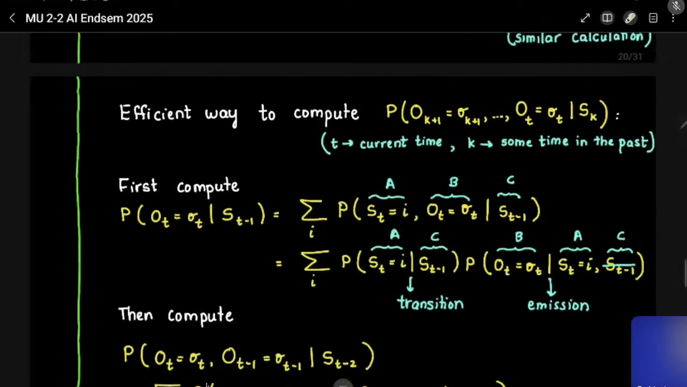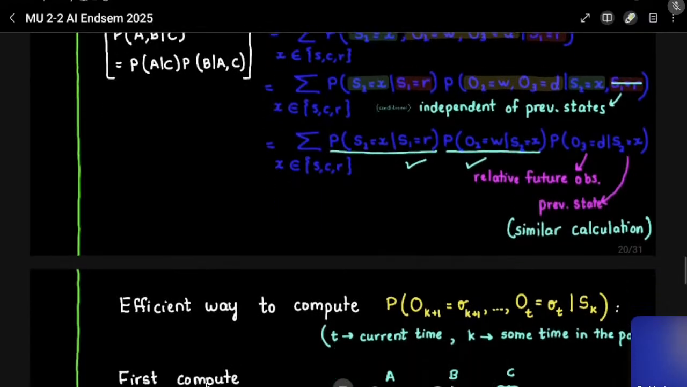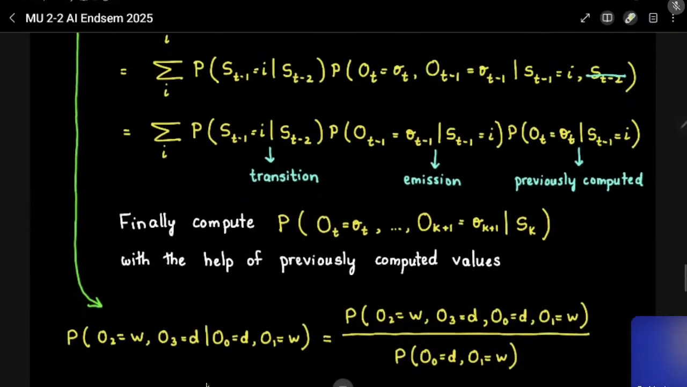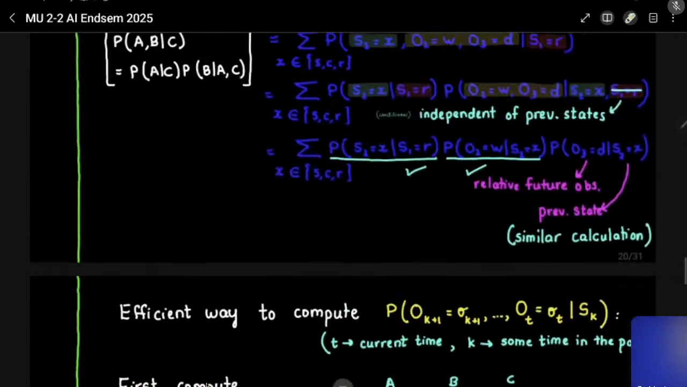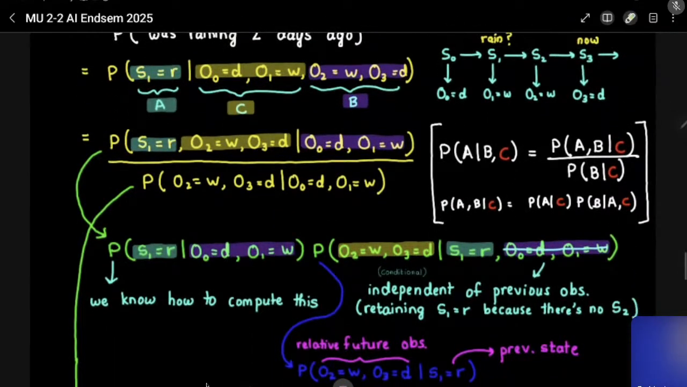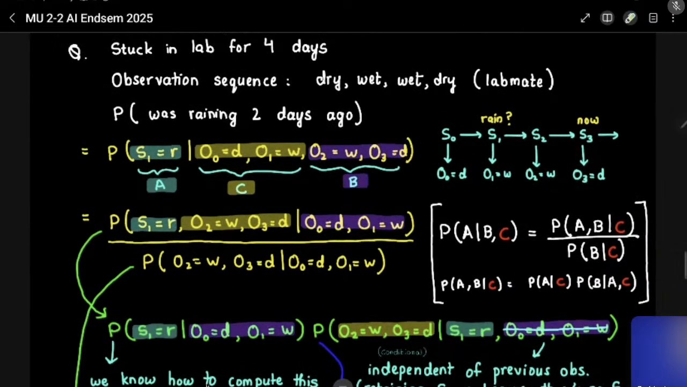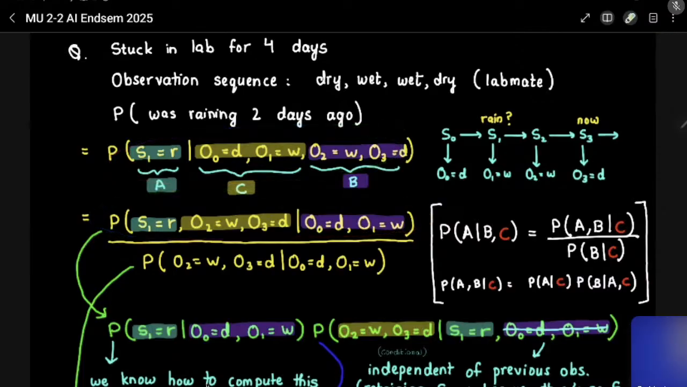We are trying to talk about something that happened in the past. Did it rain in the past given all these observations? So this is like a form of dynamic programming. Using this method, you will be able to calculate this one, which means you will be able to calculate this number, and then you'll be able to tell what was the probability that it was raining 2 days ago.